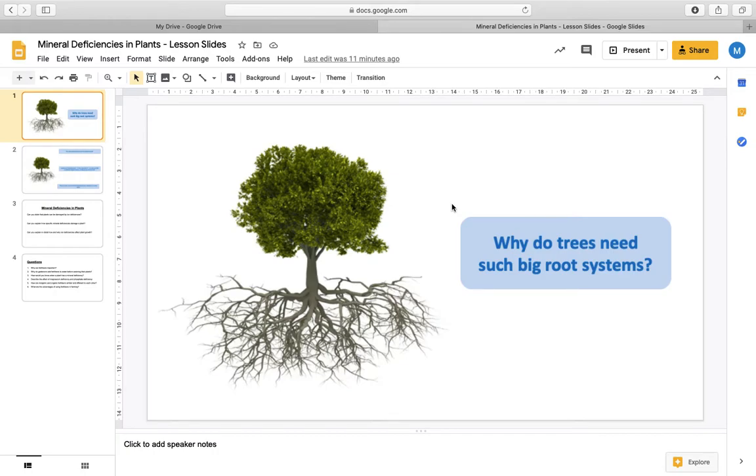Hello and welcome to our next lesson, looking at plants. In the previous lessons we've looked at photosynthesis, we've looked at how we can investigate photosynthesis. Today we're going to start looking at mineral deficiencies.